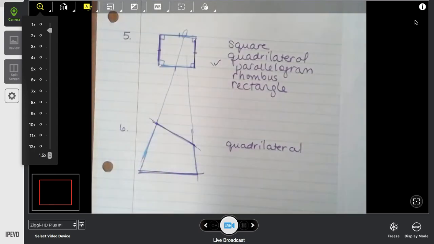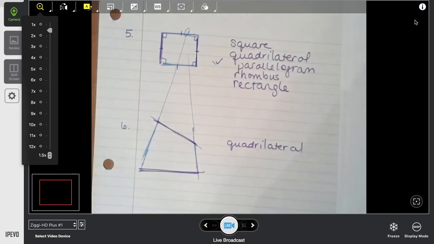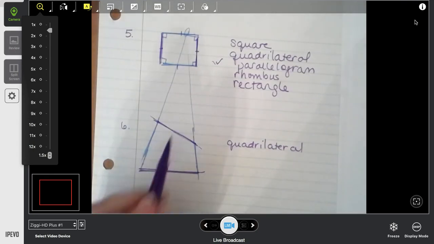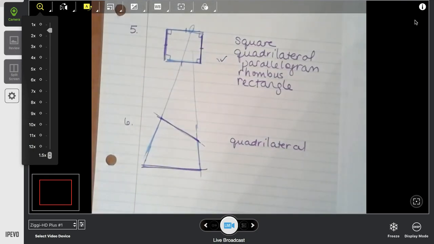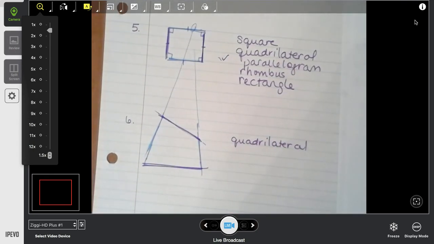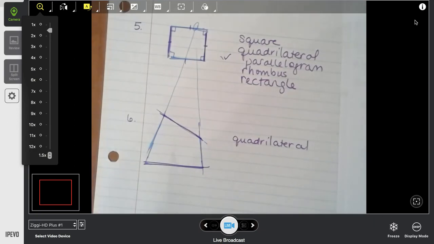It does not have right angles, so it's not a square or a rectangle. It does not have 4 equal sides, so it's not a rhombus. So it is only qualified and classified as a quadrilateral.